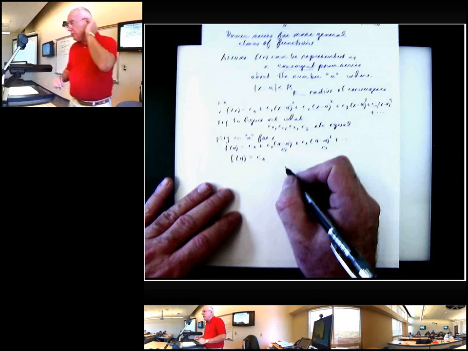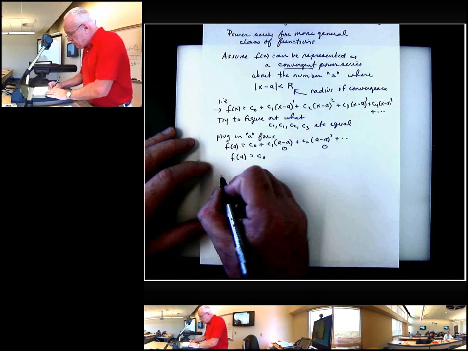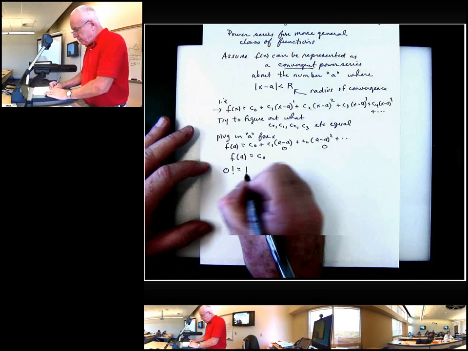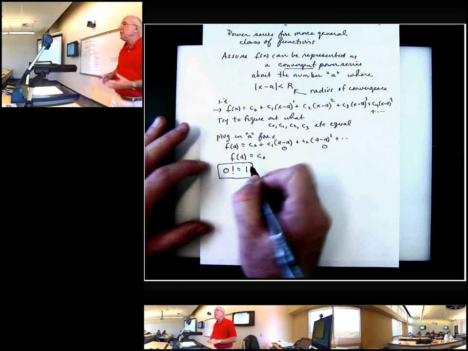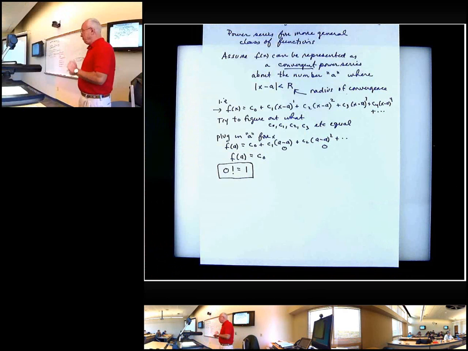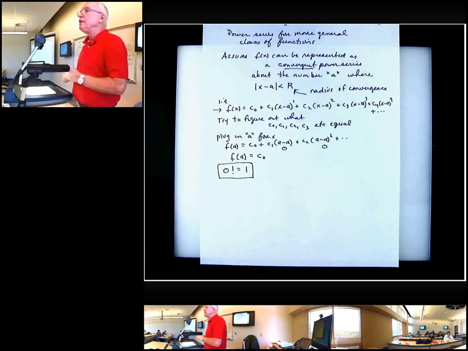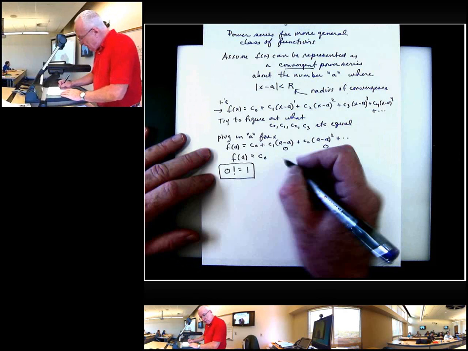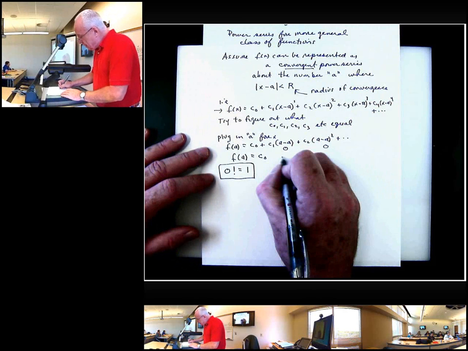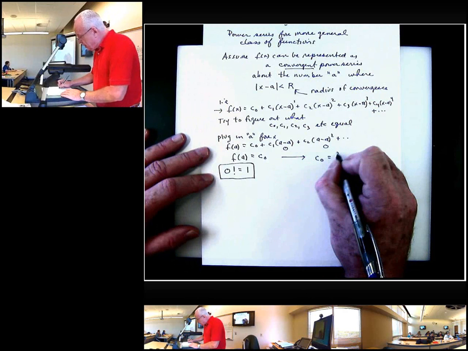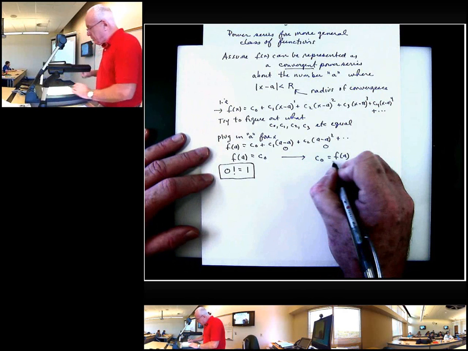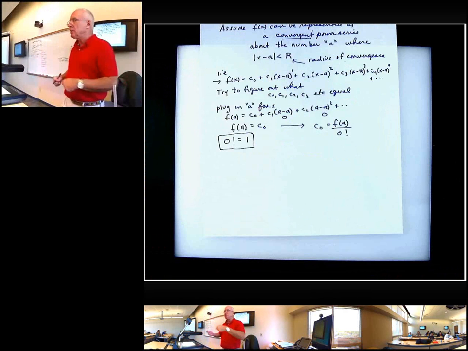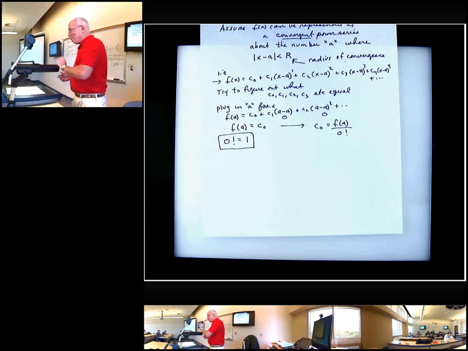Now, in math, there's a convention that 0 factorial is equal to the number 1. By definition, 0 factorial is equal to 1, because it's actually nice and convenient to have it that way. So therefore, what we have here is c naught is equal to f of a, and we could say it's divided by 0 factorial. There's a reason I'm doing this when we go to the other ones.